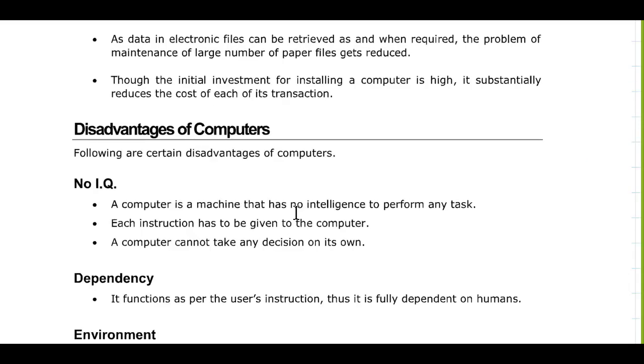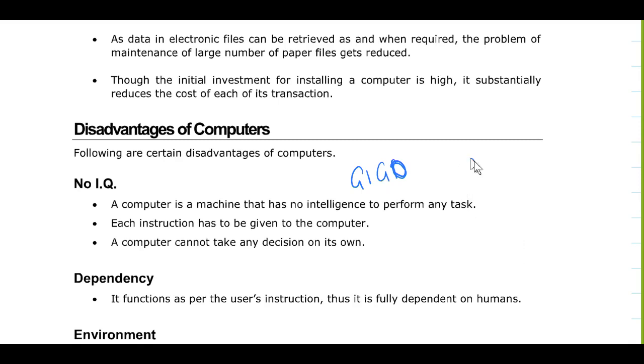And now we jump to the disadvantages of computers, and this actually reminds us of the same point I told you about: garbage in and garbage out, and that simply means that computers have no IQ. When you say they have no IQ, it simply means that if you give them wrong information, they will give you wrong information or wrong solution. Each instruction has to be given to the computer. Computers do not know anything. They have to be given instruction.